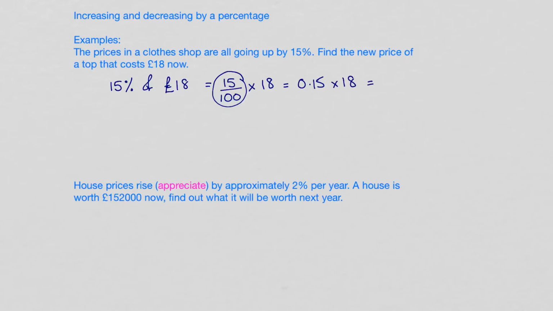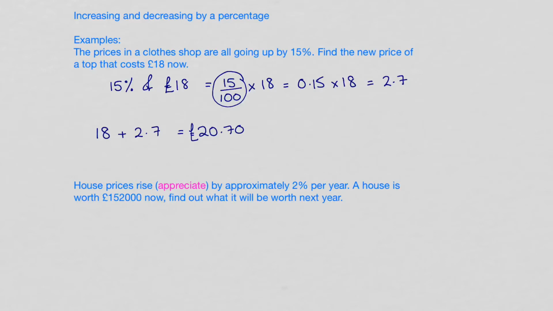Okay, so when we work that out, we're doing 0.15 times 18, or 15 divided by 100 times 18, and we get 2.7. But that's not the answer to the question, because we're supposed to find the new price of the top. So we are starting off with £18 and we are increasing it by £2.70. So that gives us £20.7. But remember, this is money. So we need a pound sign and we need an extra decimal place.